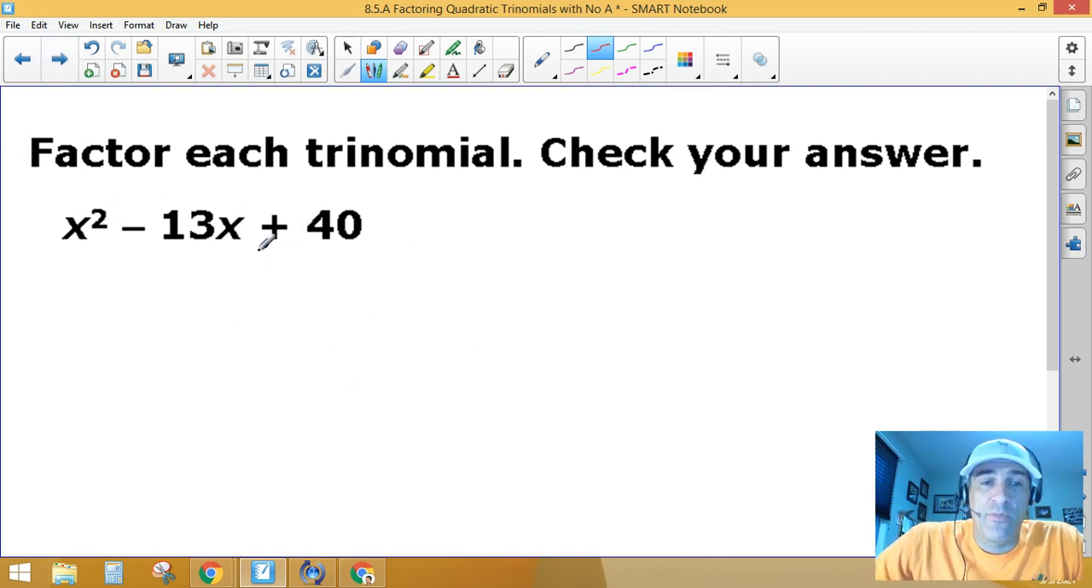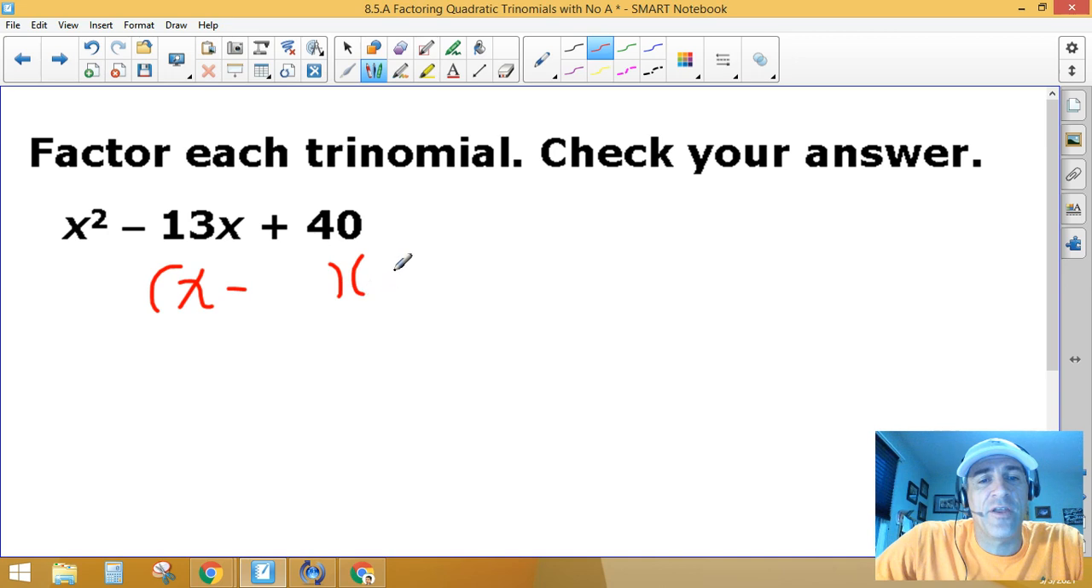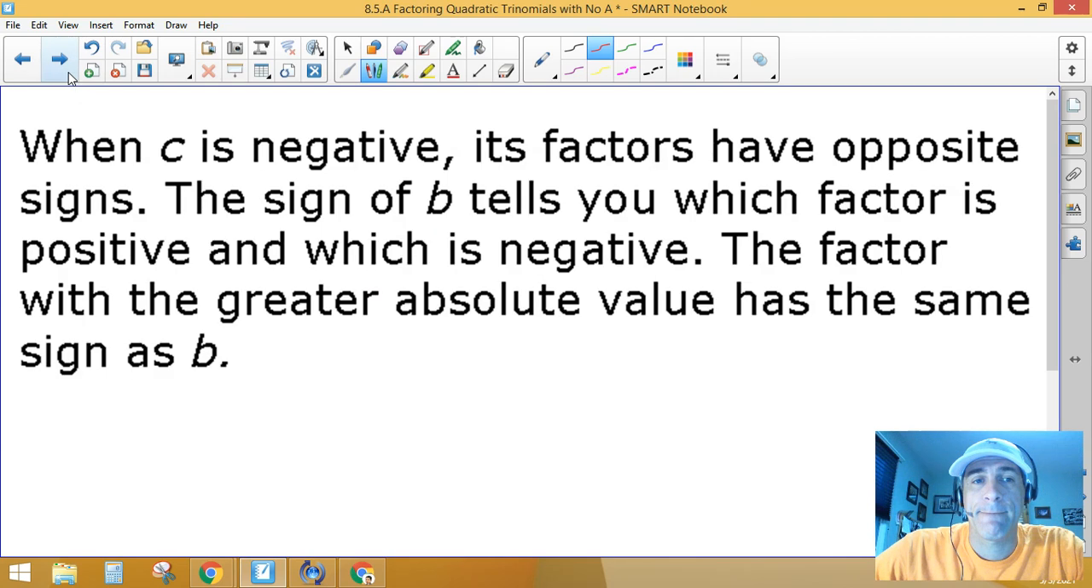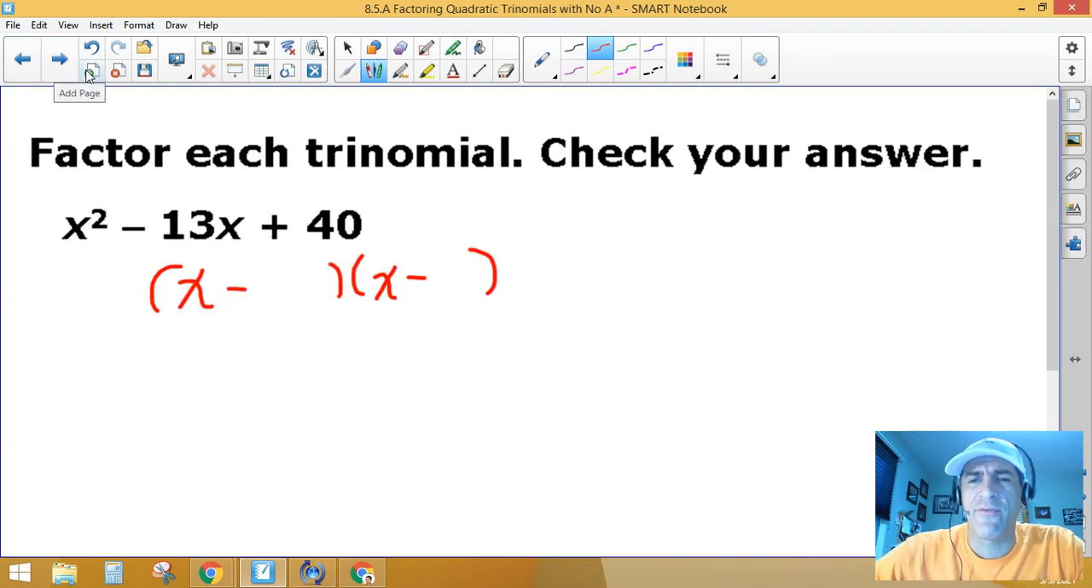Here, we have a positive c, a negative b. So here I know my factored form is going to look something like this. I'll tell you right off the bat, it's going to look something like that. Now I want you to find what two factors multiply together to get positive 40, but add to get negative 13. Hopefully you got that. And we're going to stop there for now for this video. The next part will continue on, but until then, keep on watching.